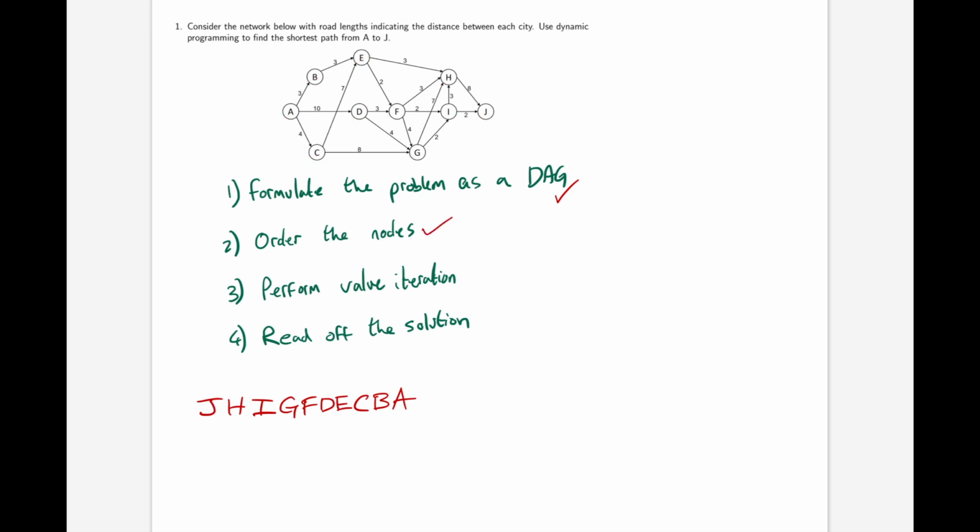Now we want to perform value iteration. So we want to, in the order that we've just considered, assign a value to each node. For example, consider F, a value associated with F will be the shortest path from F to J, given that we take the best path from that point onwards.